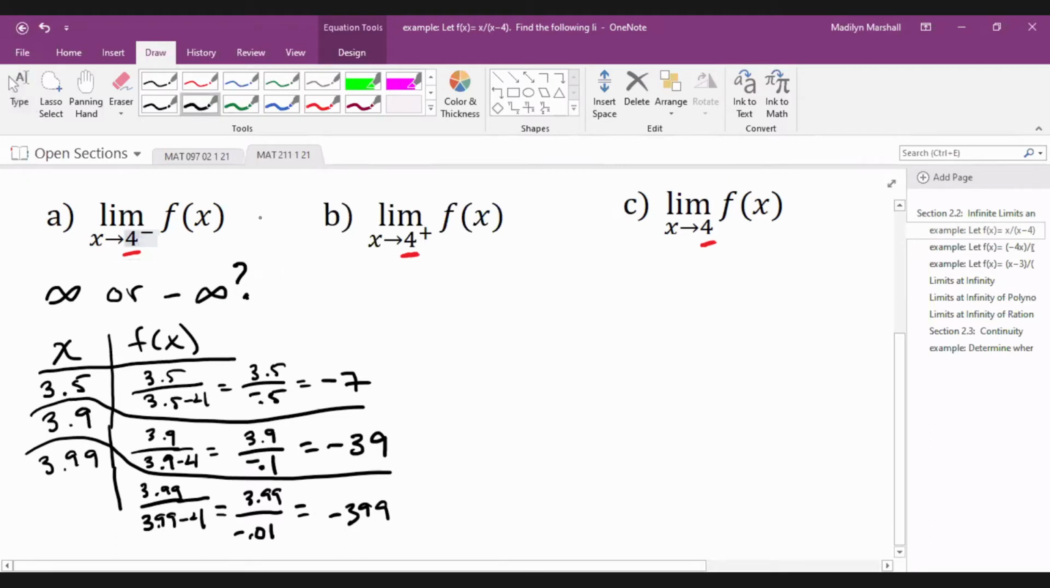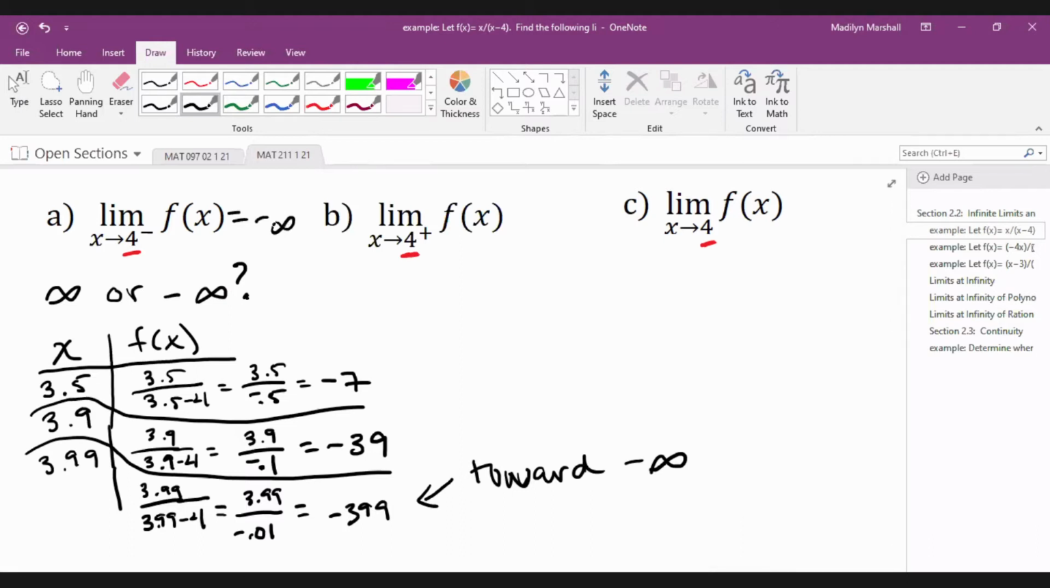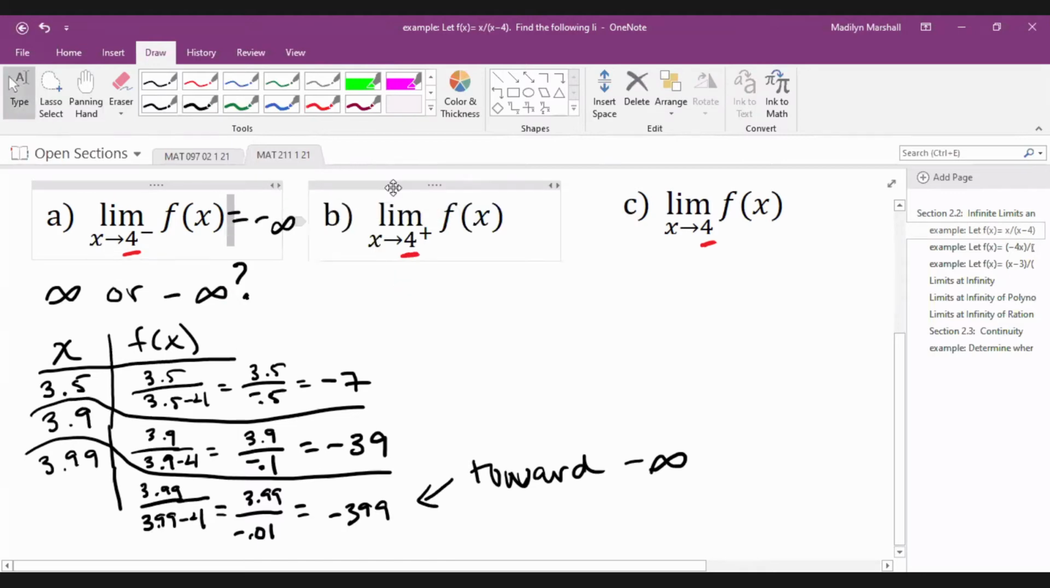So that means that this limit is getting closer to negative infinity. So we know that that limit is going to negative infinity. This might feel a little tedious, taking values and plugging them in, but it's a way we can analyze the graph. And we could do the same thing for B, which I'm just going to move.